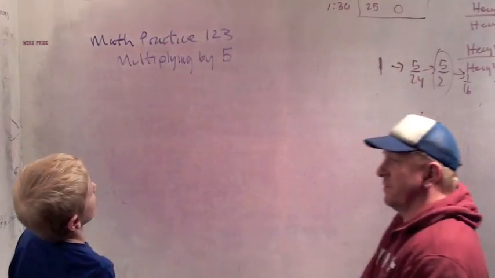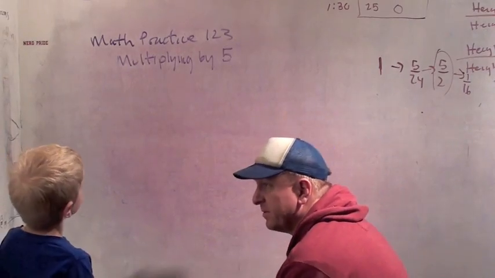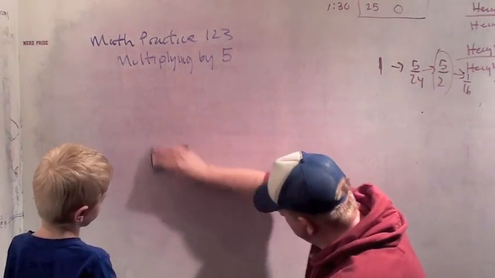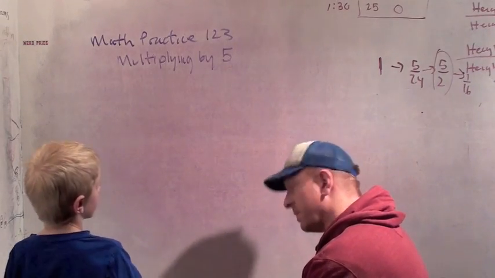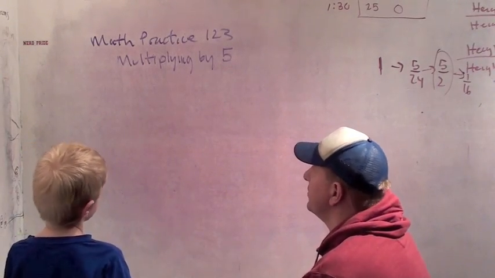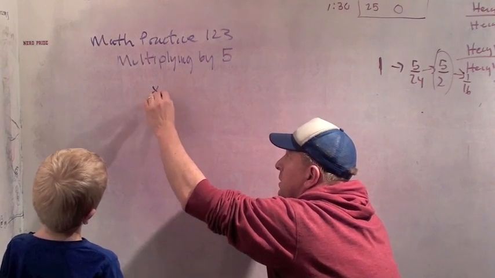You excited? Yeah. Do you know how to multiply some numbers by 5? Yeah, I know 5 times 5 is 25. Oh, good. Anything else? 4 times 5 is 20. Good job.